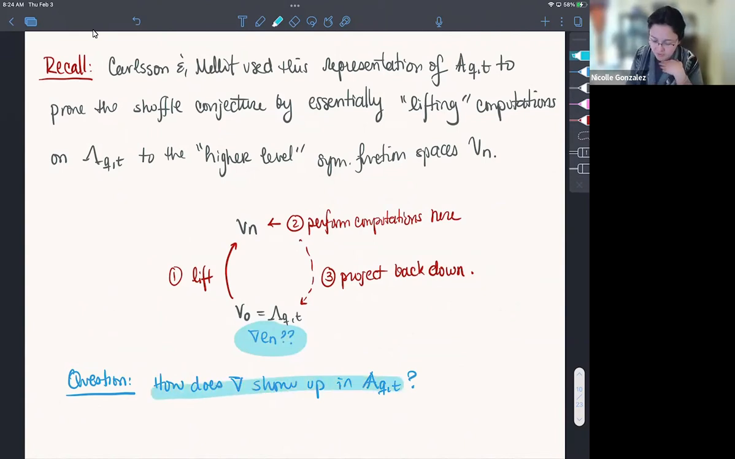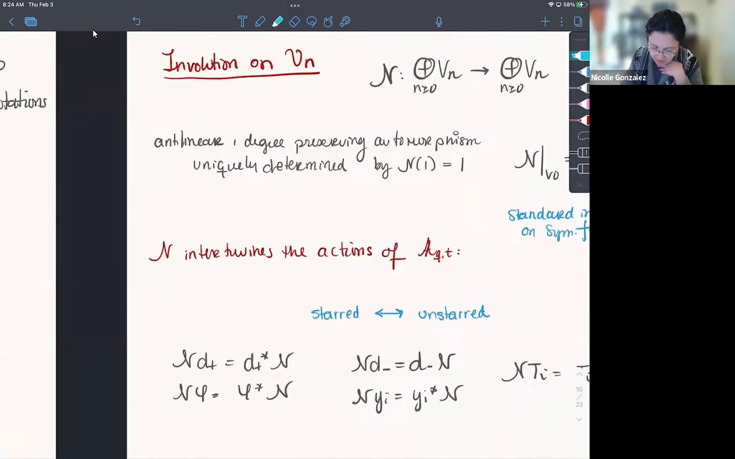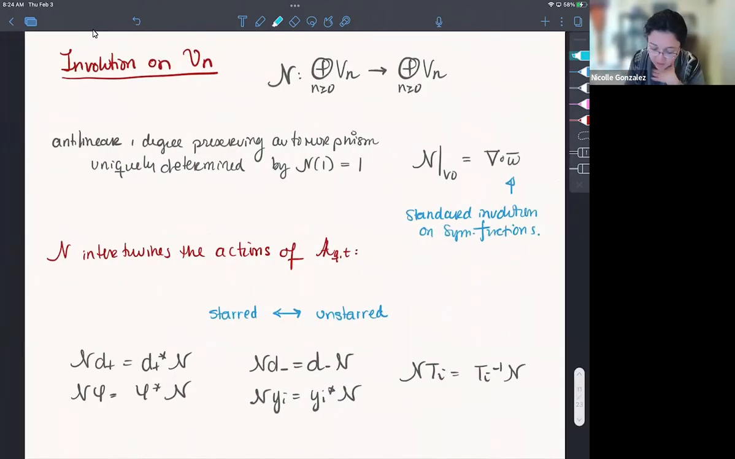And so to do that, Carlsson and Mellit introduced an involution on this vector space, which they called N. It essentially recovered the action of nabla at the symmetric function level, but raised it higher, to V1 and V2 and V3, et cetera. So in some sense, it generalized what nabla did, but on all these higher level vector spaces.